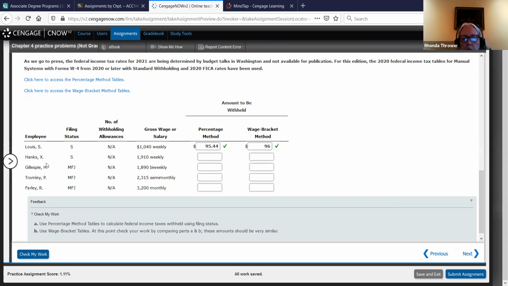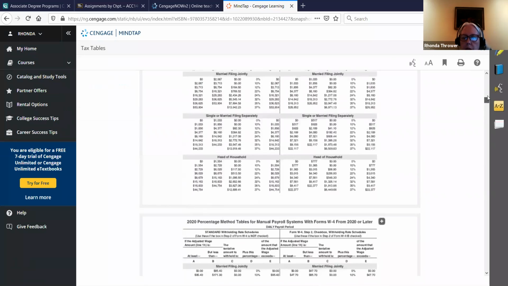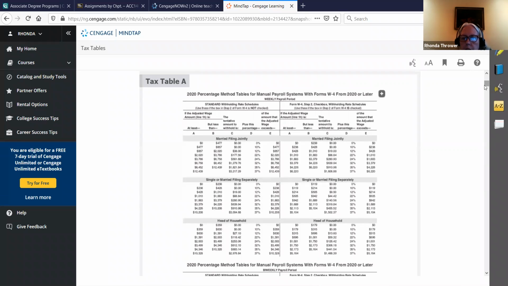All right, let's try another one of these. The next person is Hanks, and they want you to do the percentage method first. He too is paid weekly, a salary of 1,910. He too is single. So we're going to go to our tables. I'm going to scroll back up to table A. We're on the percentage method, weekly.